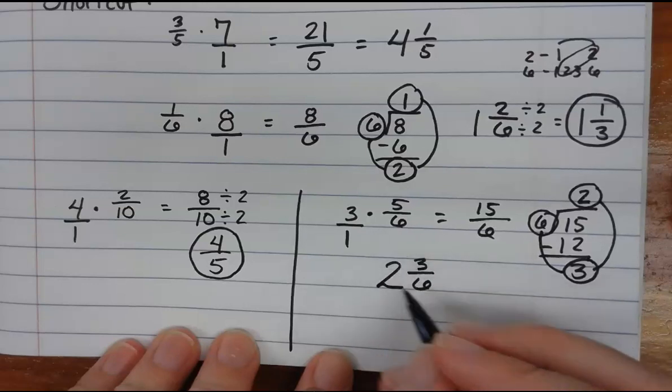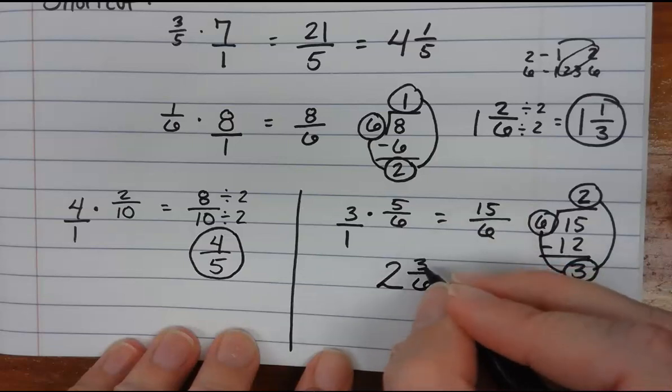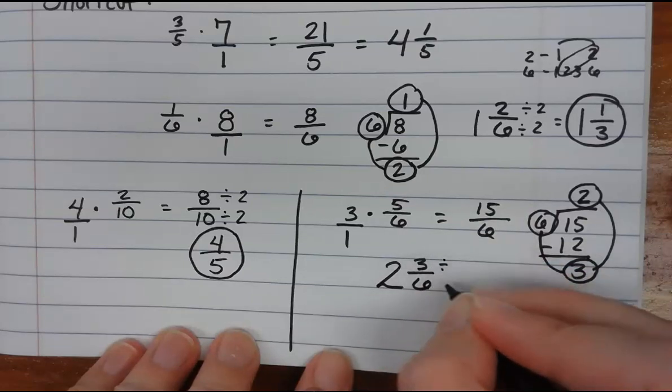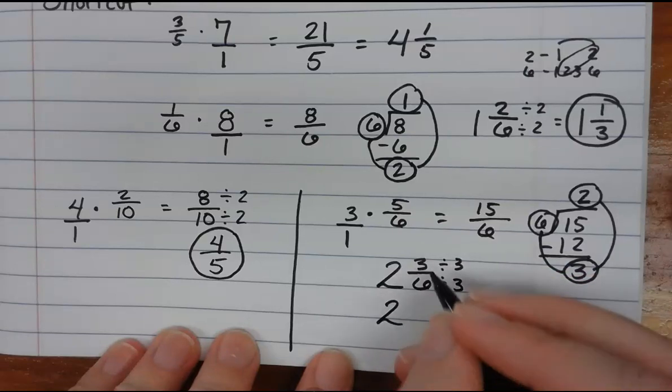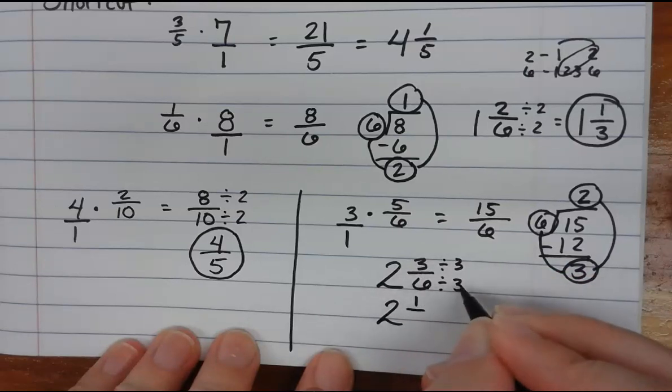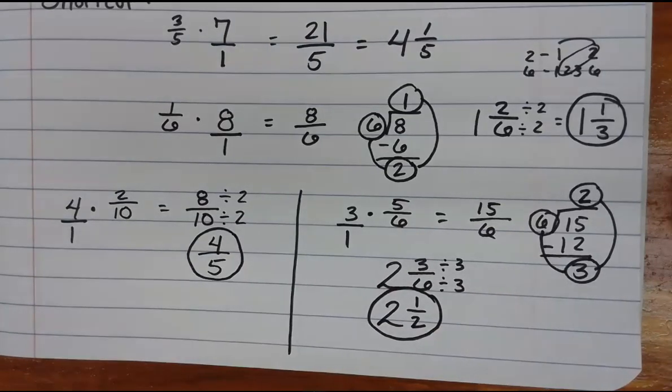And then we ask ourselves, can that actually simplify now that we've changed it into a mixed number? And it can, because for 3/6, both 3 and 6 will divide by 3. And so we get 2 wholes, 3 divided by 3 is 1, 6 divided by 3 is 2. 2 and 1/2 is our final answer.